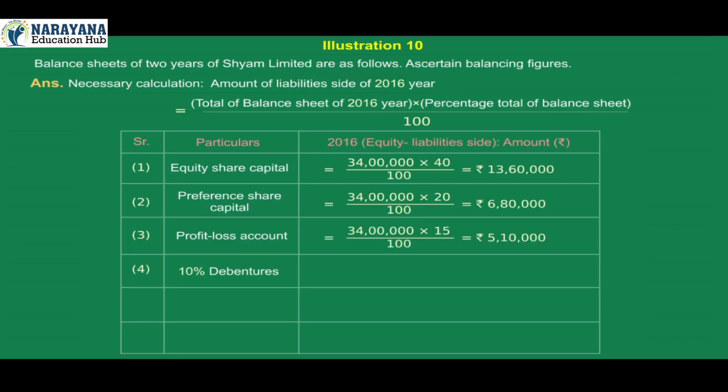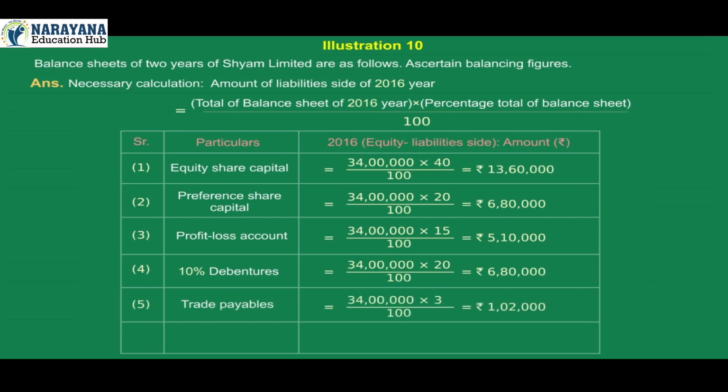4. 10% debentures is equal to 34 lakh into 20 divided by 100 is equal to rupees 6 lakh 80,000. 5. Trade payables is equal to 34 lakh into 3 divided by 100 is equal to rupees 1 lakh 2,000. 6. Other liabilities is equal to 34 lakh into 2 divided by 100 is equal to rupees 68,000.